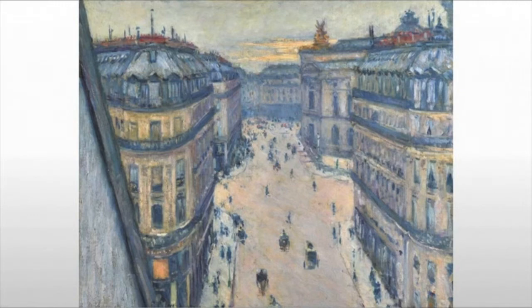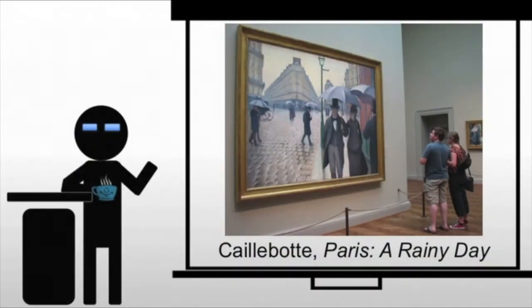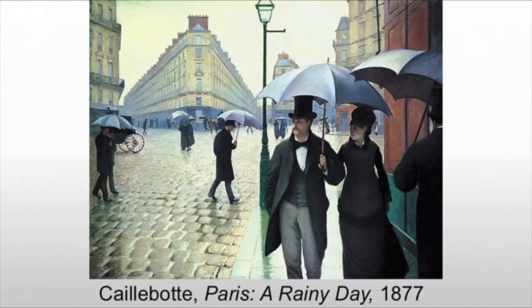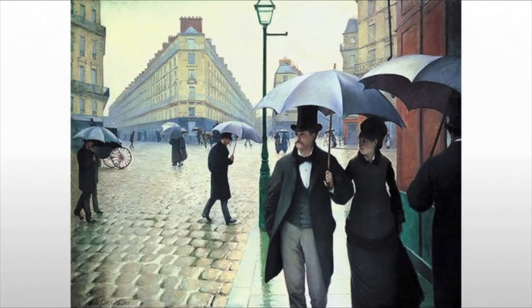Caillebotte, of course, is very famous for painting Paris, a Rainy Day, this quite large canvas. Now, this is an interesting piece because at first glance, it wouldn't appear to be Impressionist. But he did use informal and asymmetrical composition common to the Impressionists. So what he's doing is he's going to start cutting things off. He's going to be inspired by photography.